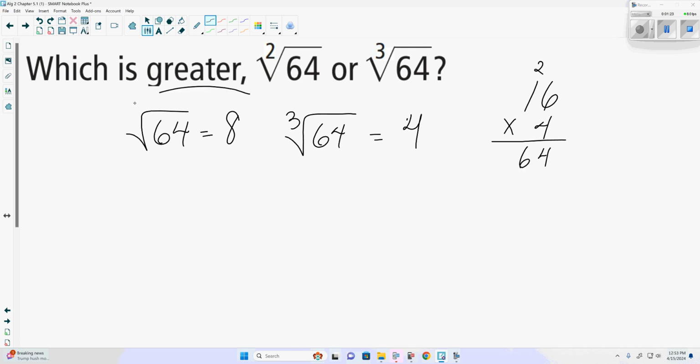So yes, square root of 64 is indeed bigger than the cubed root, because each time we increase the index, the number inside that little v, we're looking for a number times itself that many more times, which is going to make it smaller.